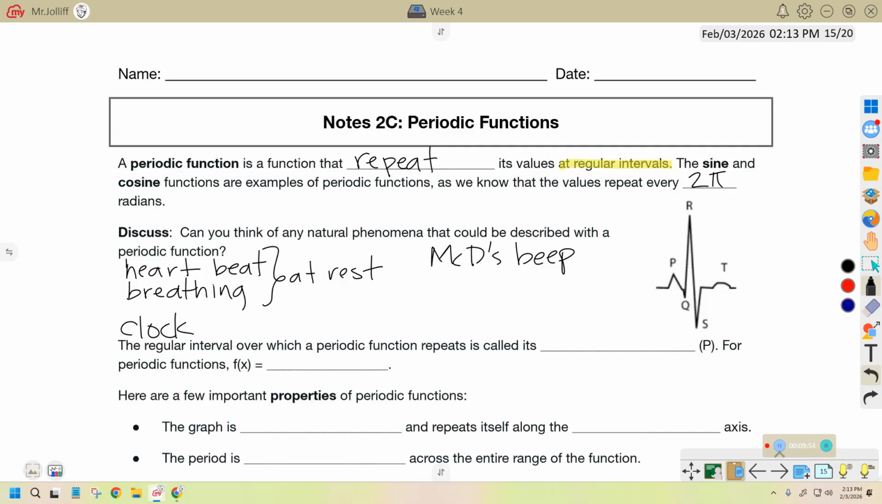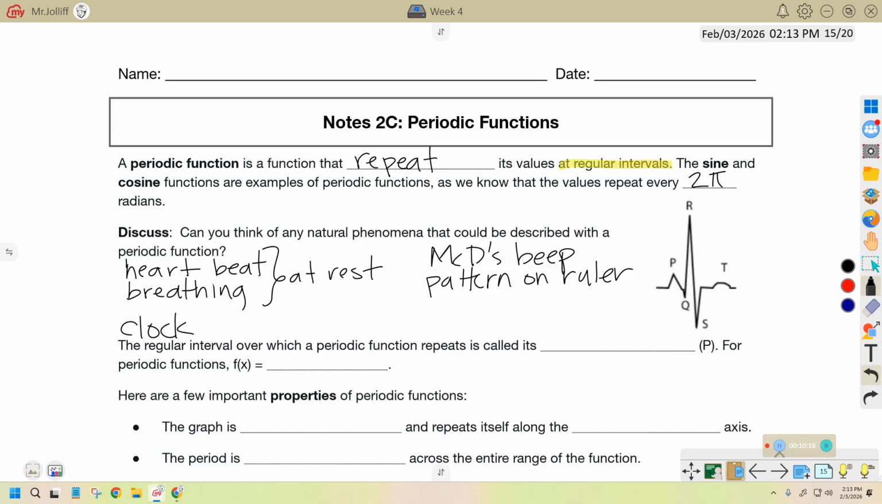Melanie, what did your table come up with? Oh, a ruler? Oh, the major hash marks repeat. Yeah, the patterns on a ruler. Pattern on a ruler repeats. Good. Alan, what about your table?